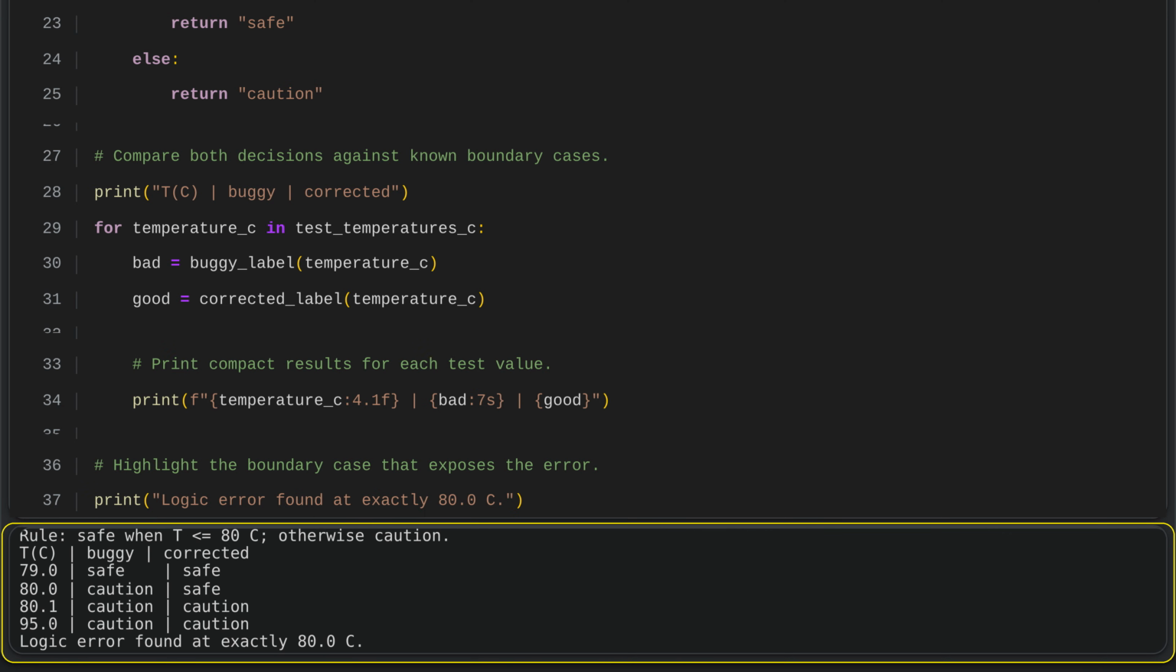This example shows why boundary conditions must be handled carefully in logic. A reactor safety rule says temperatures at or below 80 degrees Celsius are safe, but the flawed version marks exactly 80 degrees as caution. Comparing it with the corrected version reveals the mistake at the boundary, showing how boundary testing can uncover logic errors in code.